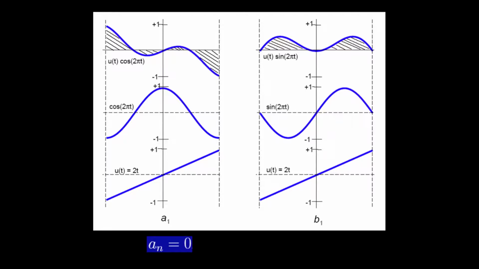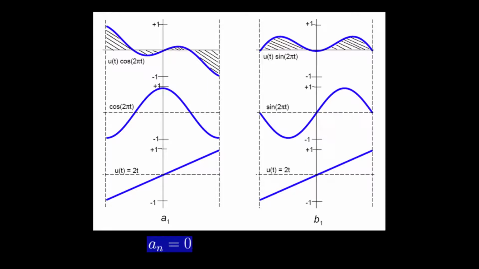It is first necessary to specify u(t) within the limits of integration. Within these limits, the sawtooth increases linearly with a slope equal to 2 and passes through the origin. Hence, u(t) equals 2t, along with uppercase T equals 1. Because the sawtooth waveform is an odd function, we could have concluded that a0 equals 0 and an equals 0 without evaluating the integral.